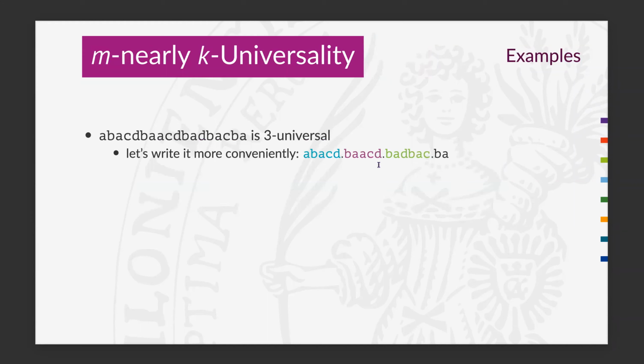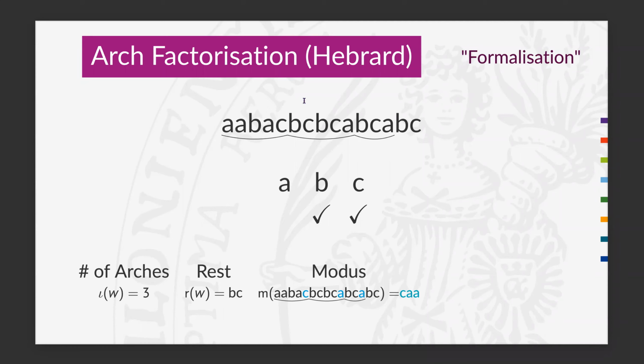Why is the modus so important for investigating scattered factors and absent scattered factors? Because the modus is nearly the only information where you exactly know, if you have a scattered factor, where you are. So if I say my scattered factor starts with a C, then I know this position is the first position my scattered factor can start. If I say the next one has to be an A, then I know immediately I'm at least here. This is the reason why the arch factorization and the modus are so important.